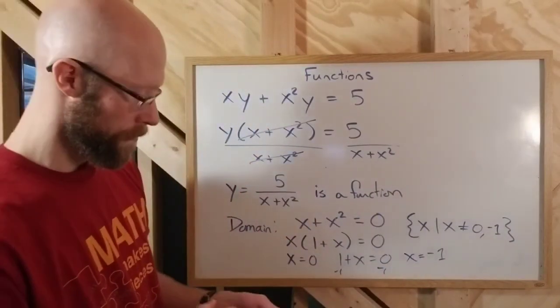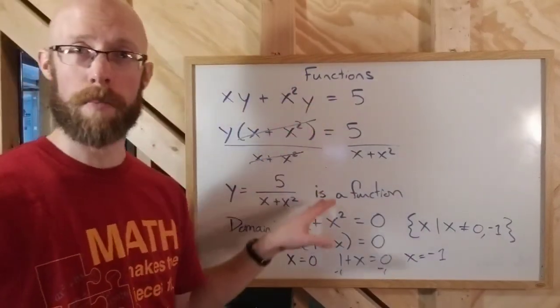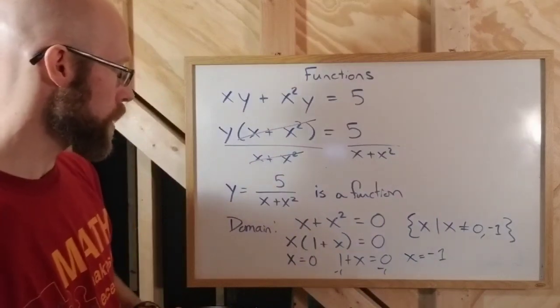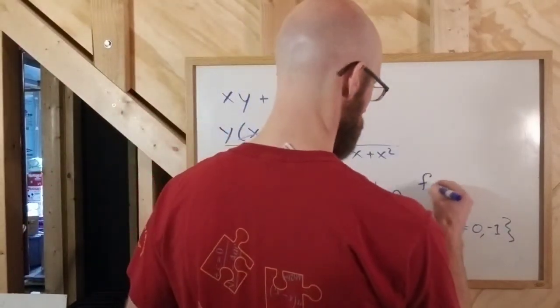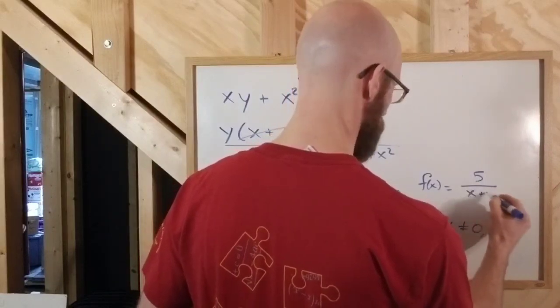Okay, now let's look at another relation. This is a relation, right? But it does happen to be a function. And I could even put it in function notation, right? f of x equals 5 over x plus x squared.